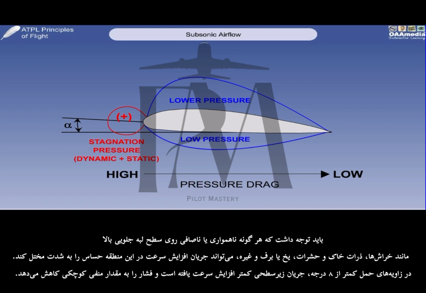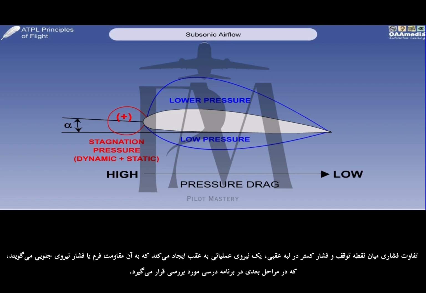At alphas less than 8 degrees, the underside flow is much less accelerated and reduces pressure to only a small negative value. The pressure differential between the stagnation point and the lower pressure at the trailing edge creates a backwards acting force called form or pressure drag, which is covered later in the syllabus.